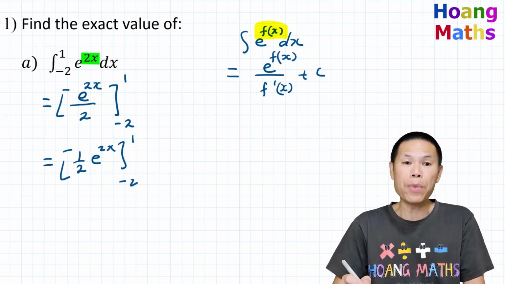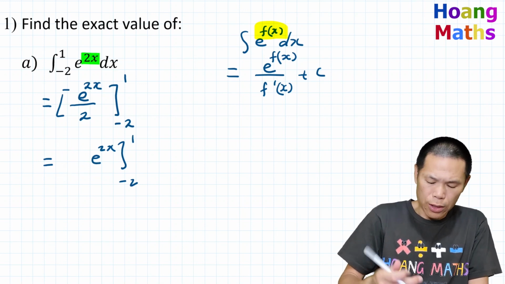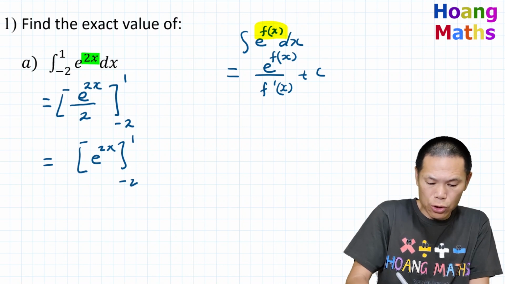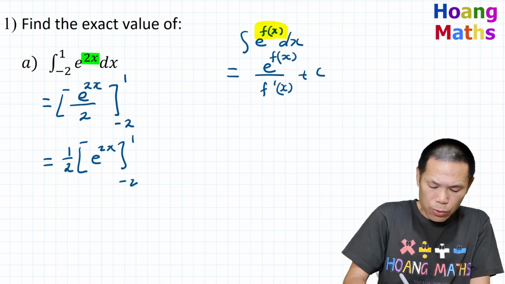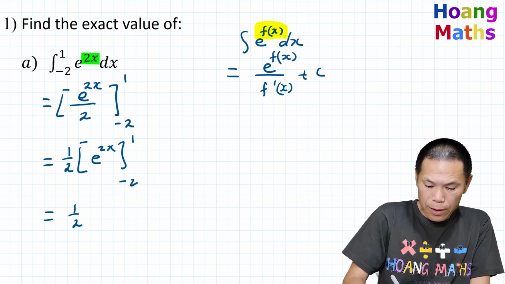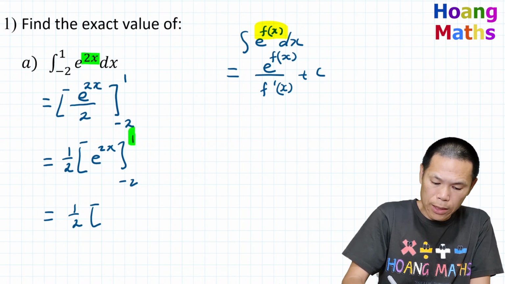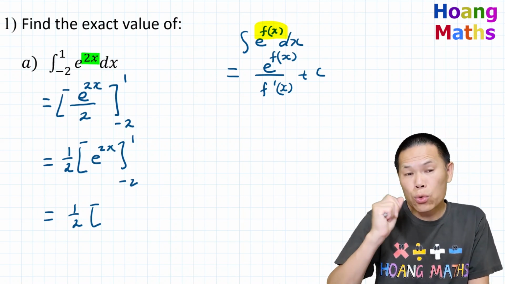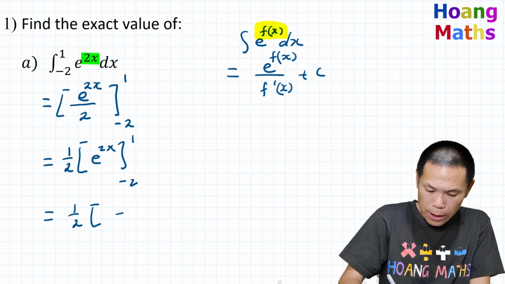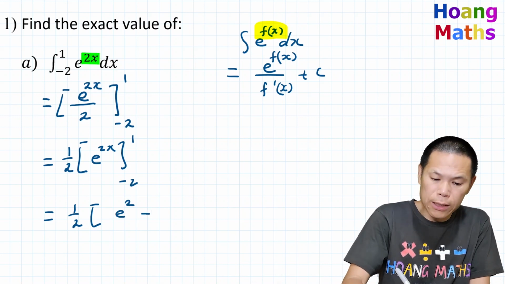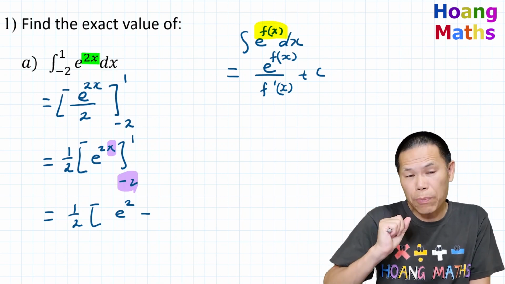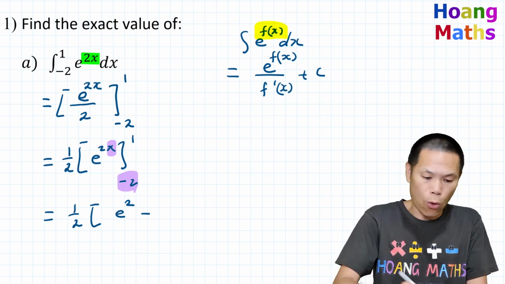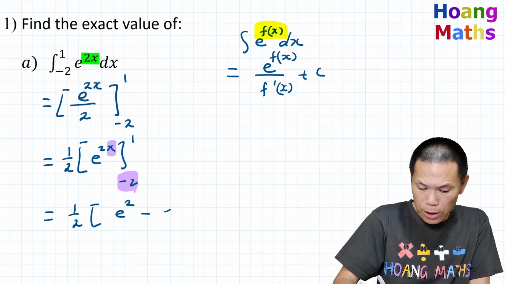That is exactly the same, but then I can take the half out. It makes it easier for substitution. So now I just substitute the values in. That will give me a half, and then we substitute 1 into x. So 2 times 1 is 2, so that is e to the 2. And when we minus, we substitute negative 2 into x. So 2 times negative 2 gives me negative 4, so that is e to negative 4.